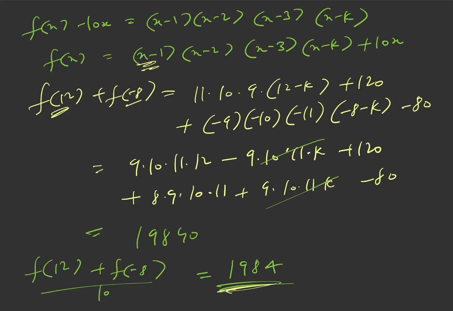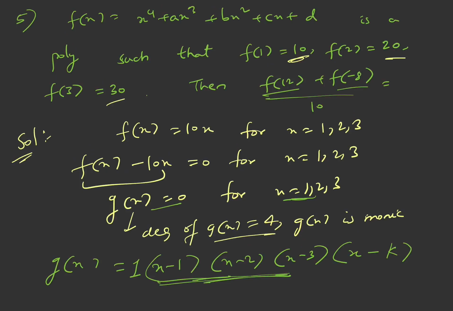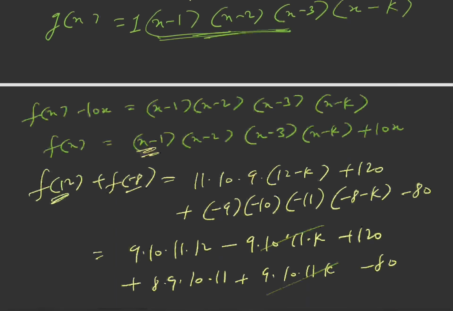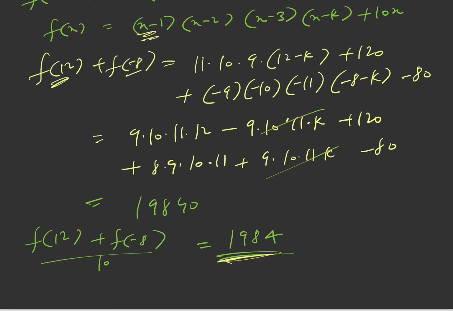So I think this is clear. The important thing here is that the degree of g(x) is 4, and we know only three factors: x minus 1, x minus 2, x minus 3. So I have just assumed another factor as x minus k, and it magically turns out that when I compute f(12) plus f(minus 8), the terms involving k get cancelled. Then only I am able to compute the answer. So this was it for assignment 1.